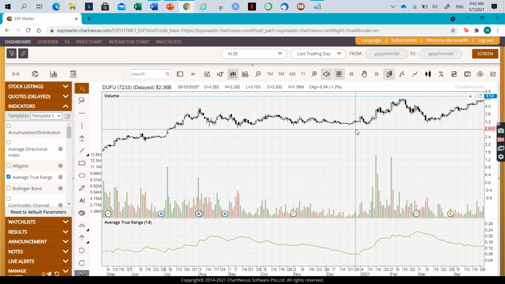But once it starts to trend upwards, you can see the ATR start to increase as well, which means that the volatility is back and the price is starting to move in a bigger range. All right, so that's basically the idea behind the average true range and what the figure tells you. All right, so let's go back to the next slide.